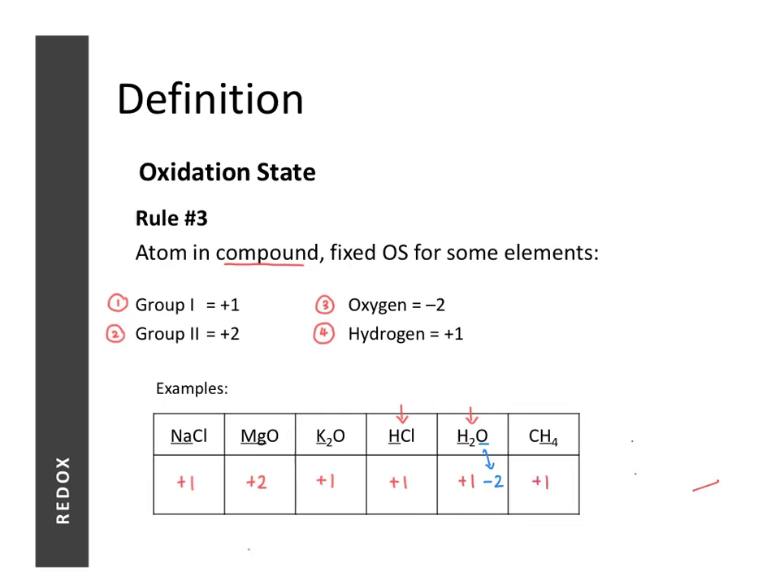Okay, before I go on to the next slide, I just want to recap again. When atoms of an element combine with another element to form a compound, there are certain elements that have a fixed oxidation state. 4 of them: group 1 always +1, group 2 always +2, hydrogen always +1, oxygen always -2. Now, if you have remembered this, we are going to learn that there are some exceptions to oxygen and hydrogen.